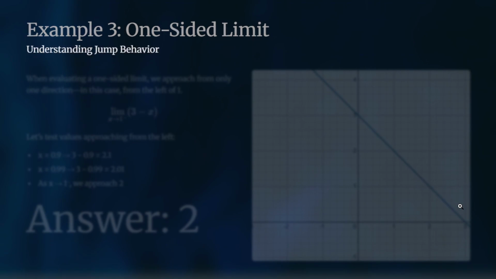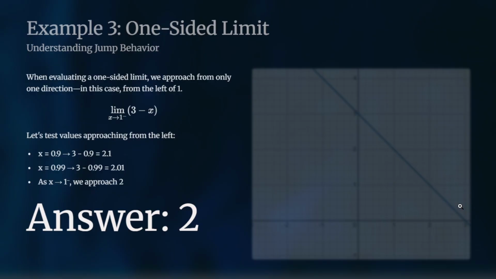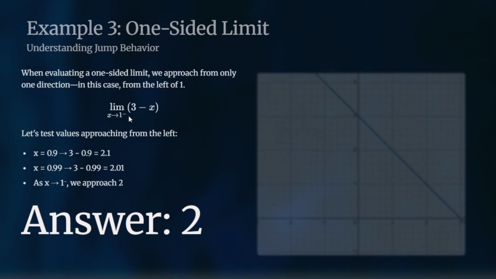Let's look at another example. When evaluating a one-sided limit, we approach from only one direction. In this case, we want to find the limit as x approaches 1 from the left of the function 3 minus x. So what we could do, we could find values as they get closer and closer to 1 from the left. That means values that are less than 1, but they're really close to 1. So for instance, if we plug in x equals 0.9 in this equation, and we can simply substitute because that is the equation of a line, we know that it is continuous.